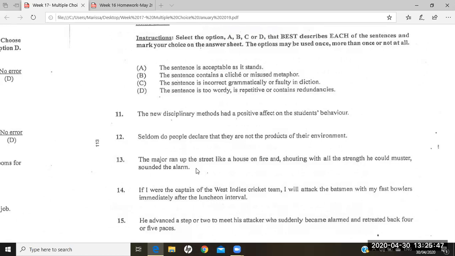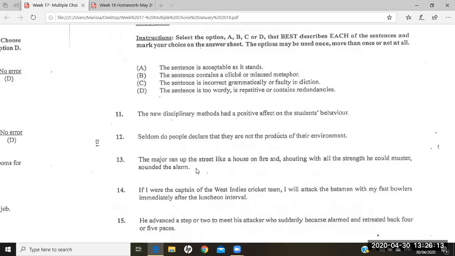It said the major ran up the street like a house on fire. What happened to that part of the sentence? I'm confused. Well, here it's like a house can, right? Run up the... I hear like a house on fire.